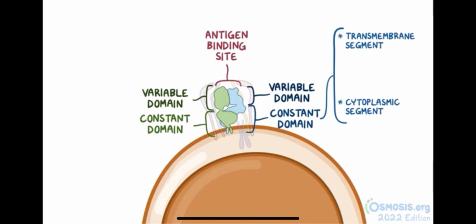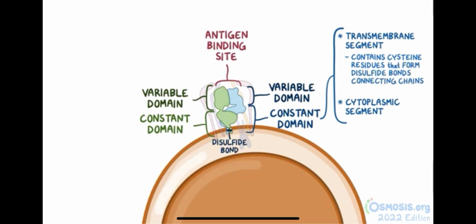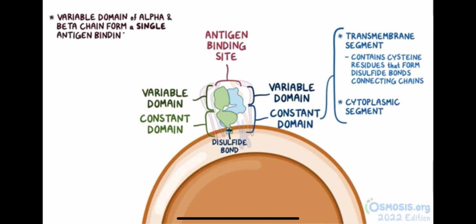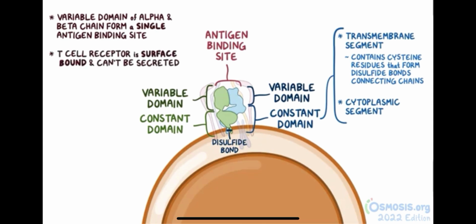The transmembrane segment contains cysteine residues which allow 2 adjacent chains to form a disulfide bond, connecting the chains to one another. And the variable domain of the alpha and beta chain come together to form a single antigen binding site. This is different from the B cell receptor, which has 2 antigen binding sites. Also, unlike the B cell receptor, the T cell receptor is surface bound and cannot be secreted.